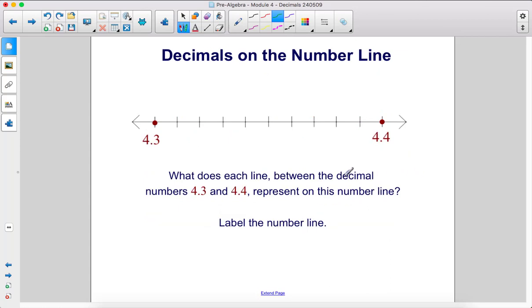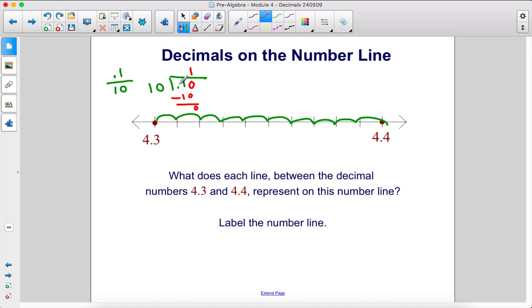What does each line between the decimal numbers 4.3 and 4.4 represent on this number line? All right, well, we're dividing up a total of 0.1 into how many parts? 1, 2, 3, 4, 5, 6, 7, 8, 9, 10 parts. So what's 0.1 divided by 10? Well, we can add a 0. 10 goes into 10 one time with no remainder. So we add our decimal and a 0, 0.01. So each of these has a width of 0.01.